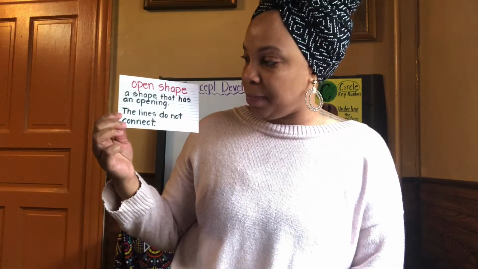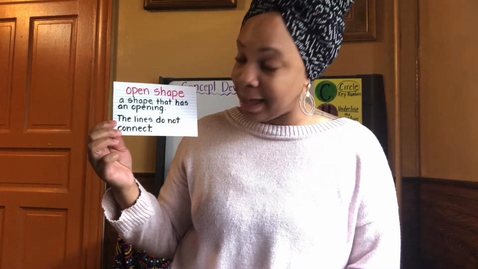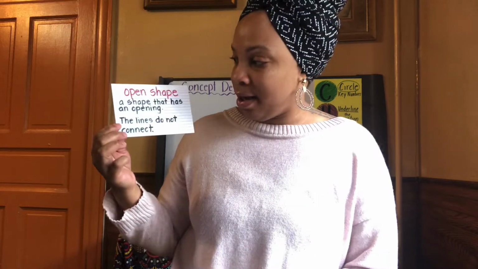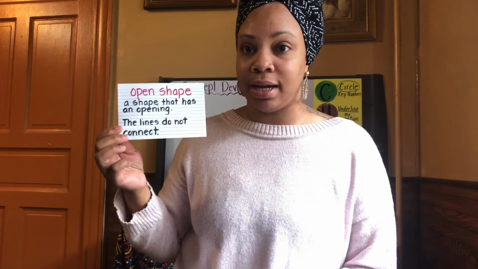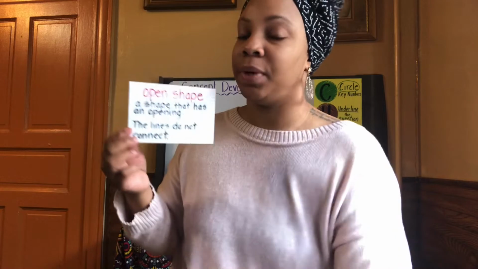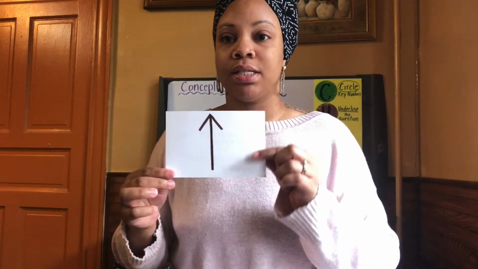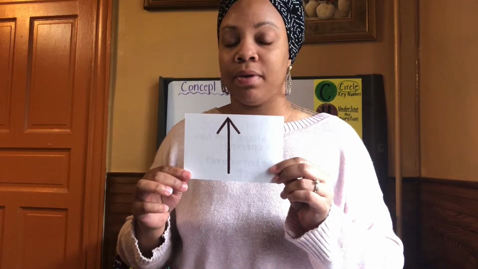An open shape is a shape that has an opening. That means that the lines in the shape do not connect, okay? A shape that has an opening. All of the lines in the shape do not connect, and I'm going to show you an example.